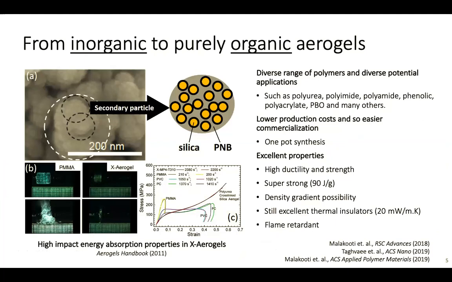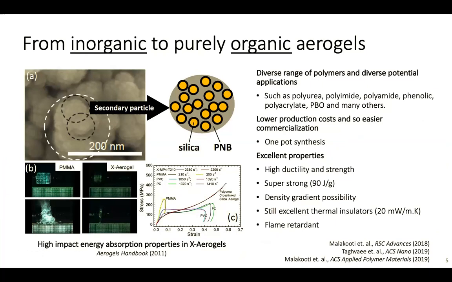Now I want to talk about the invention of X-aerogels. X means cross-linking by polymer. What is happening in X-aerogel is you have silica particles in silica aerogel cross-linked with a small amount of polymer. So the silica particles are encapsulated by a polymer coating.